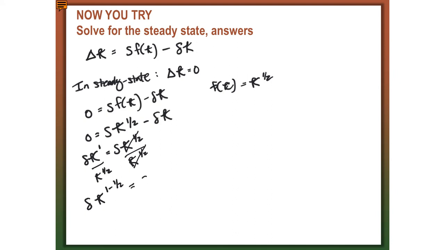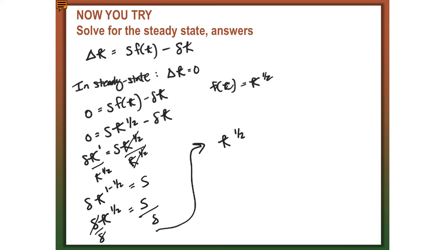So now this is equal to s. So k to the 1 minus 1/2 is equal to delta k to the 1/2 is equal to s. We can divide both sides by delta. Right, so this goes away, and so I'm just going to continue this over here. So we are now at the point where we have k to the 1/2 is equal to s divided by delta. So now, some of you may be wondering, how do we get rid of this exponent?